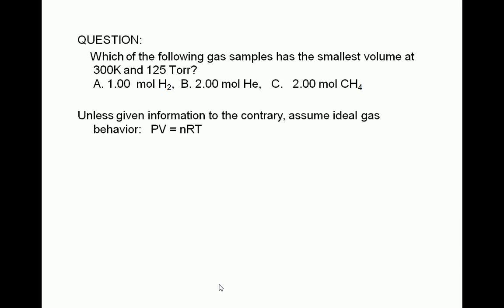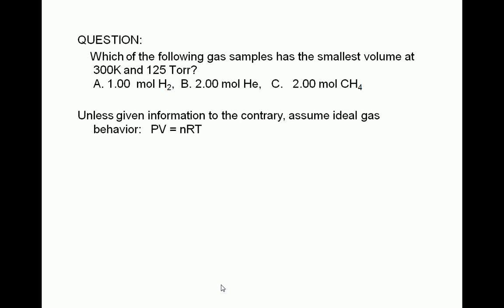Whenever we deal with a quantity pertaining to gases, we can assume that the gas is behaving ideally, unless the question specifies otherwise, or if information about deviation from ideal behavior is given. A sample of gas is said to be behaving ideally if it obeys the equation PV equals nRT. This equation is applicable regardless of the nature of the gas.